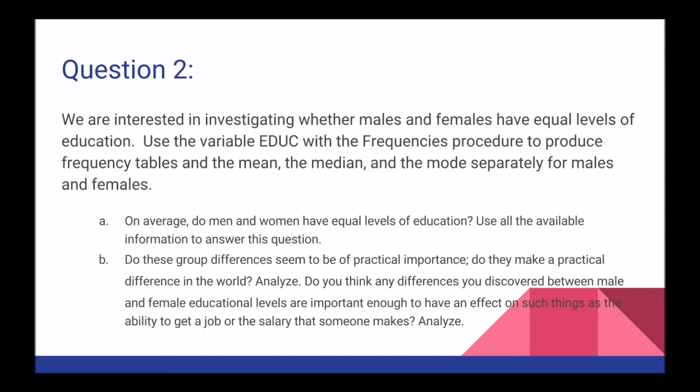So we're going to first go into SPSS, and we're going to run all this stuff, and then part A is on average, do men and women have equal levels of education? You're going to have to do the analysis for that. And then B, do these group differences seem to be of practical importance? Do they make a practical difference in the world? Analyze. So this is where you're going to take the stuff that you're learning in the classroom, and you're going to have to analyze what you're seeing from the SPSS output.